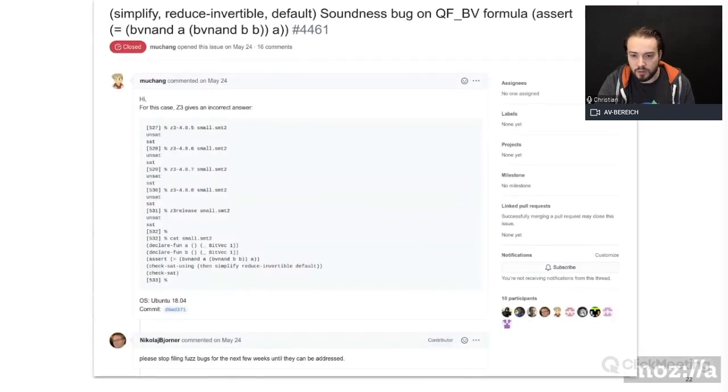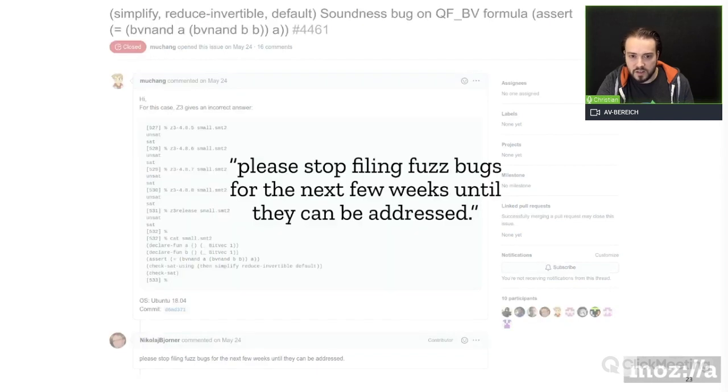So here's an example that I got from Marcel, actually. It's a very nice example. There was some person that wrote a Z3 fuzzer, and they started filing bugs in GitHub. And at some point, one of the developers said this: please stop filing fuzz bugs for the next few weeks until they can be addressed. So this was a very polite comment, but clearly they felt overwhelmed. Just because of the sheer amount of bugs, amount of open GitHub issues, that didn't look good to them, and that probably felt really bad for them. So that's something you should try to avoid.